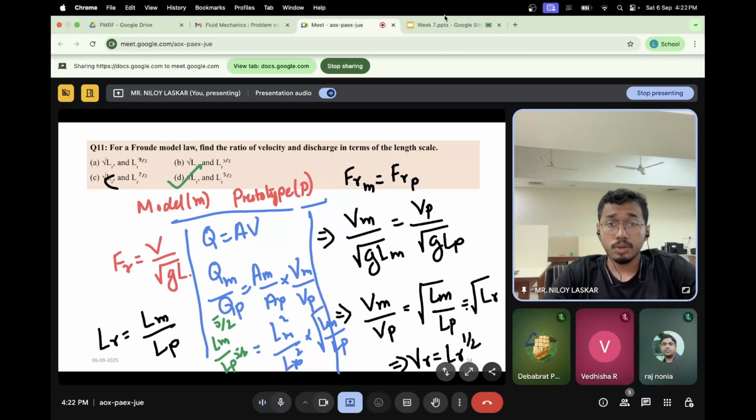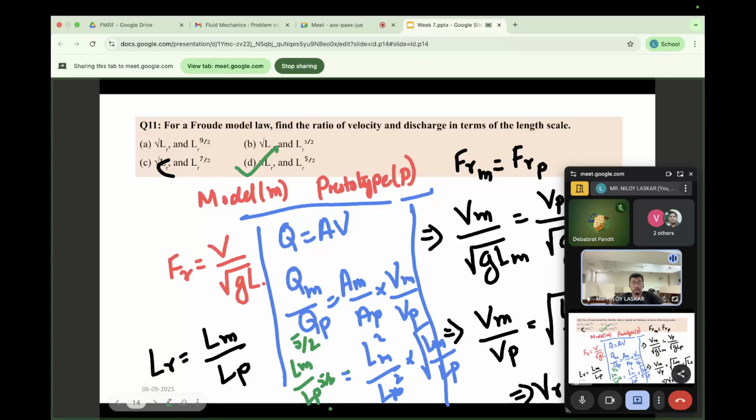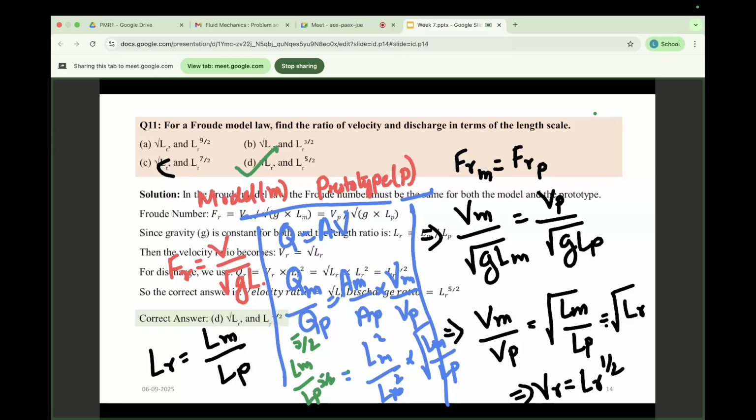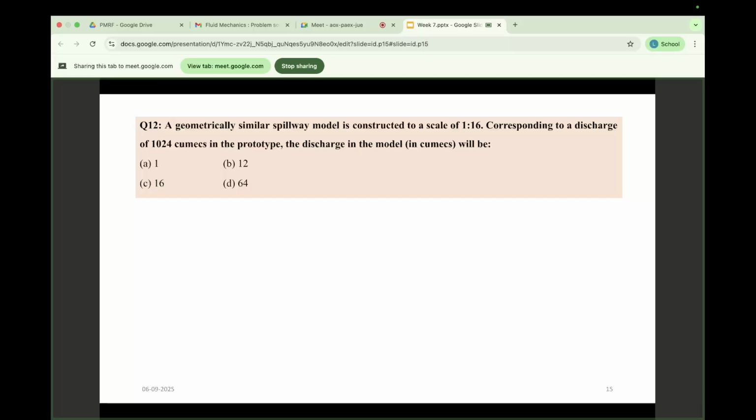Okay. So now I am moving to the next one, right? I am moving to this next question. Any confusion up to this? Can I move to this next one? Okay. I am moving to this next question. So this is the question.